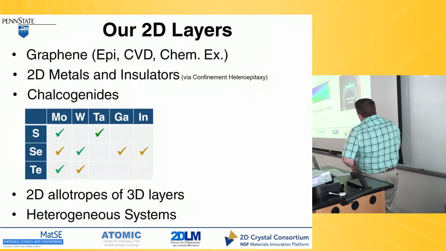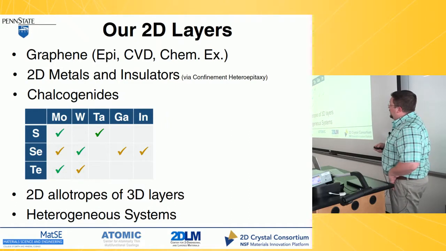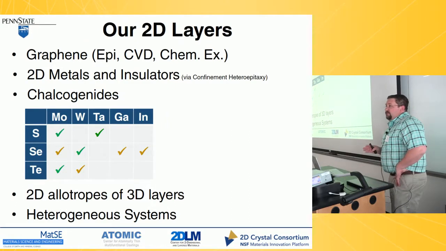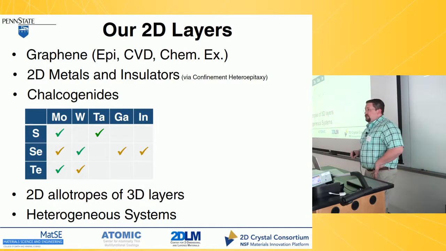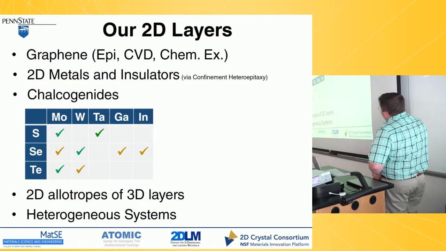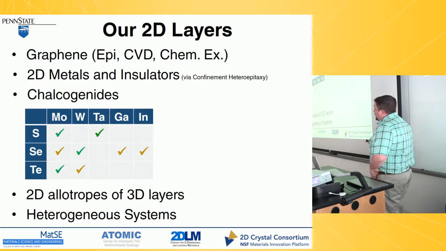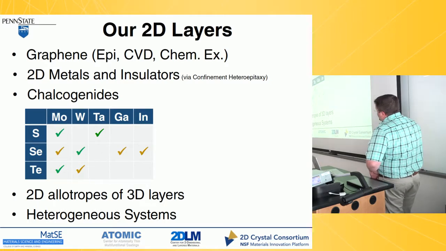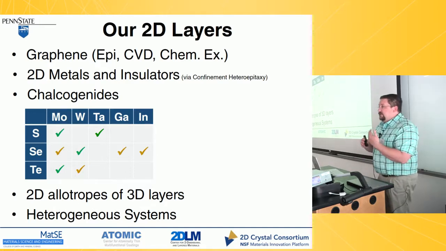So within my group, we focus on a variety of different 2D materials, a lot on growth, a lot on properties. Our goal really is to grow the materials so we can understand the properties of those materials. A variety of different flavors of graphene, 2D metals and insulators, and this is with a new technique that we're working on now. A variety of different chalcogenides, 2D allotropes, and heterogeneous systems, so sticking them all together.